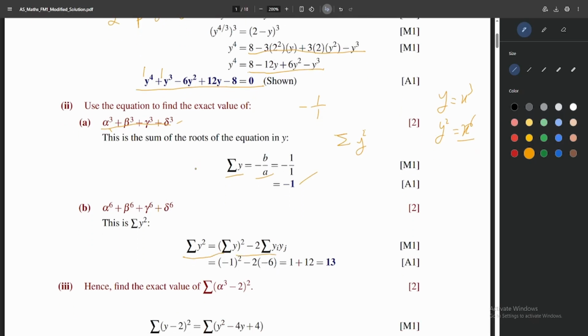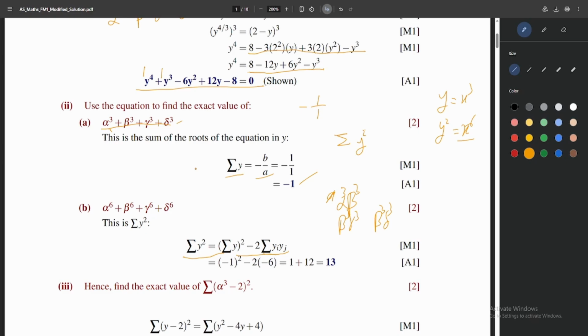We already have the sum of the roots of y, which is minus 1. So square that, and then this again. This is the pair formula, so each of the coefficients multiplied: alpha, beta, beta, gamma, and then beta, delta. All these possible pairs, and then sum them. Also they're cubed, right? Since it's y and y is x cubed.